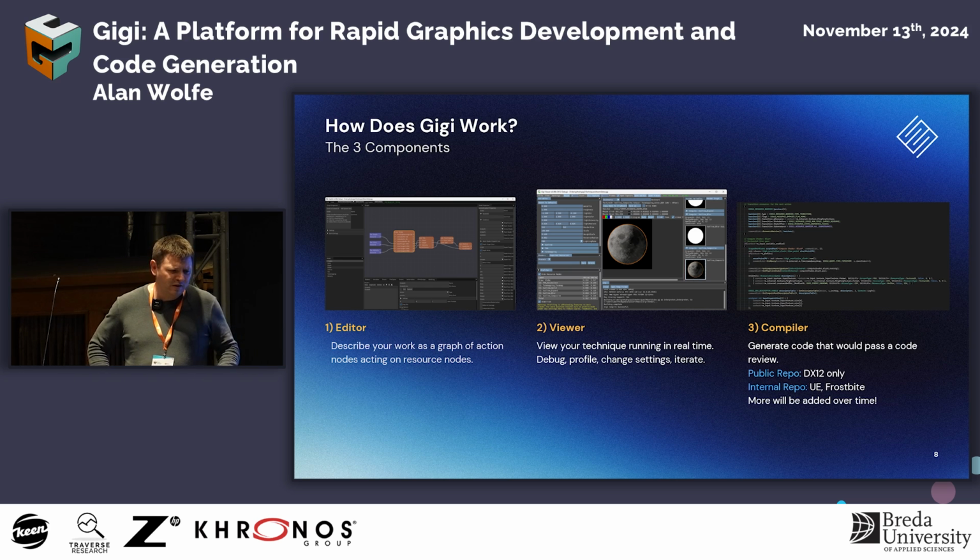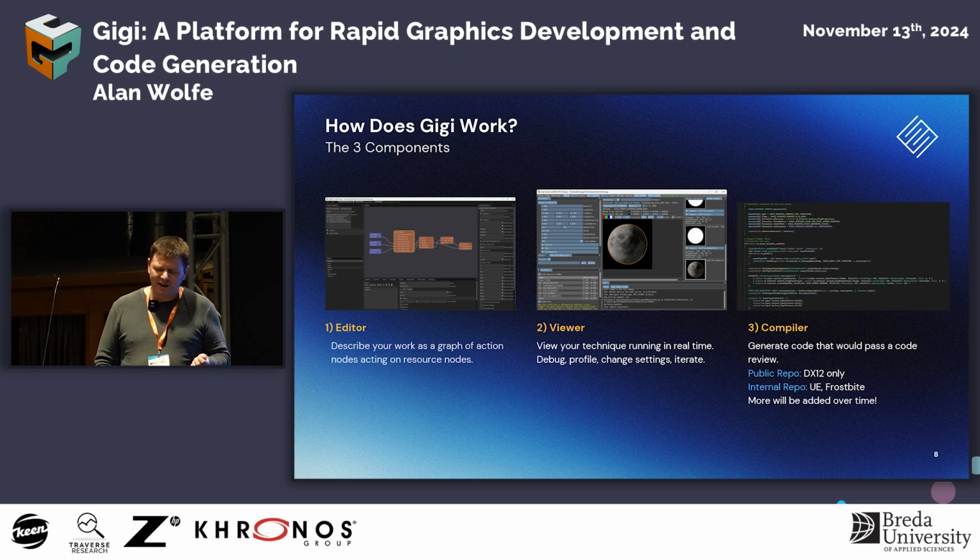So going into the details of how Gigi works, there's three main components. The first is the editor, and that's where you describe your technique. Secondly, there's the viewer, and that's where you view your technique running in real time, and you can do debugging, profiling, and iteration. And then when you're done with that, the compiler is what does the code generation, and it generates code that would pass a code review.